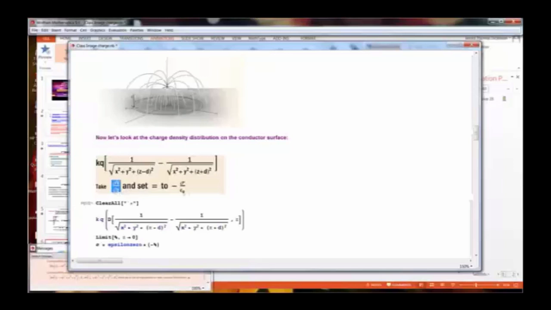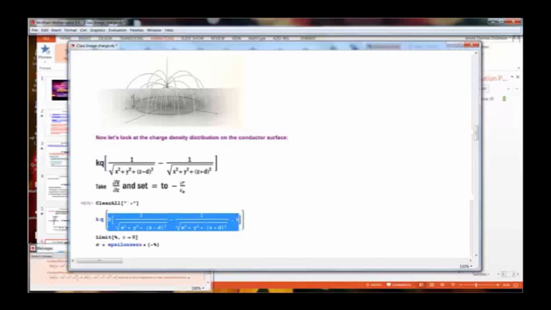And we set that equal to minus sigma over epsilon naught, where sigma is the charge density on the surface, and we will take this derivative. Here's our kq out in front. This expression here is the derivative of the potential, the xyz part, with respect to z. And then we want to know what this is at z equals 0. You can't just set z equals 0, but you have to take the limit.